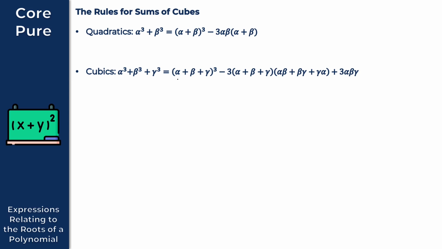So what do we have then? I've got alpha plus beta plus gamma all cubed. We then subtract 3 lots here of alpha plus beta plus gamma, we times that by alpha beta plus beta gamma plus gamma alpha, and then we add 3 lots of alpha beta gamma there.